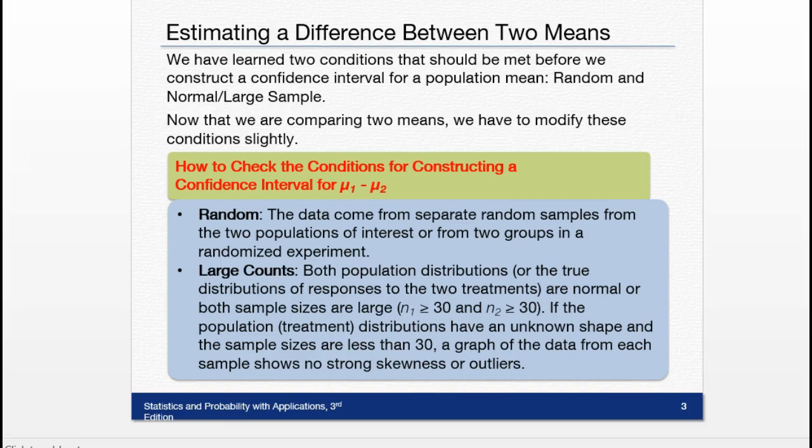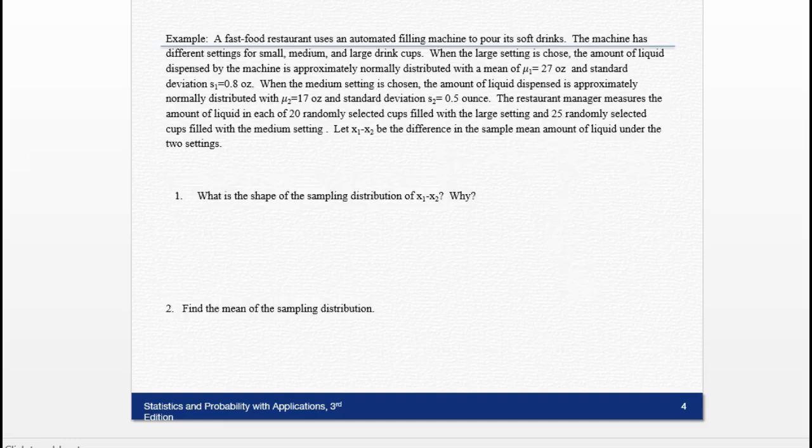For the large counts condition, the way we do it with means, remember, is we know that the true distribution of the responses of the two treatments are normal. They tell us that, or both sample sizes are larger than 30: n1 is greater than 30, n2 is greater than 30. If the population distributions have an unknown shape and the sample sizes are less than 30, then we have to graph the data from each of the samples to show no strong skewness or outliers. That's pretty tedious because you have to draw two box plots, but we've done this before. We're just potentially having to do it twice.